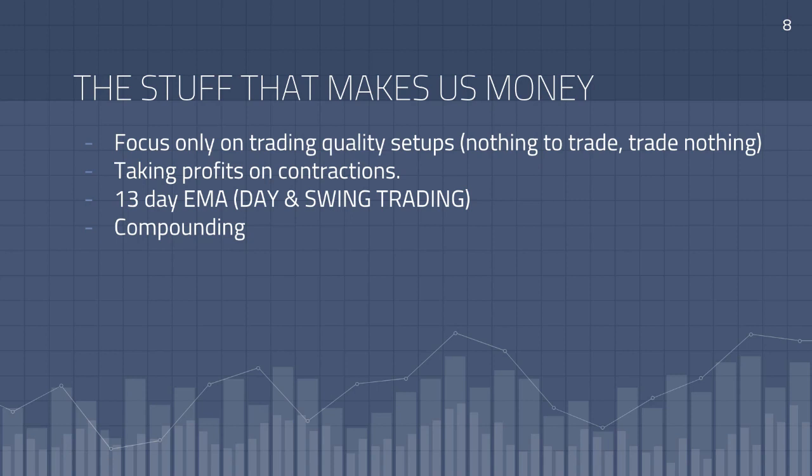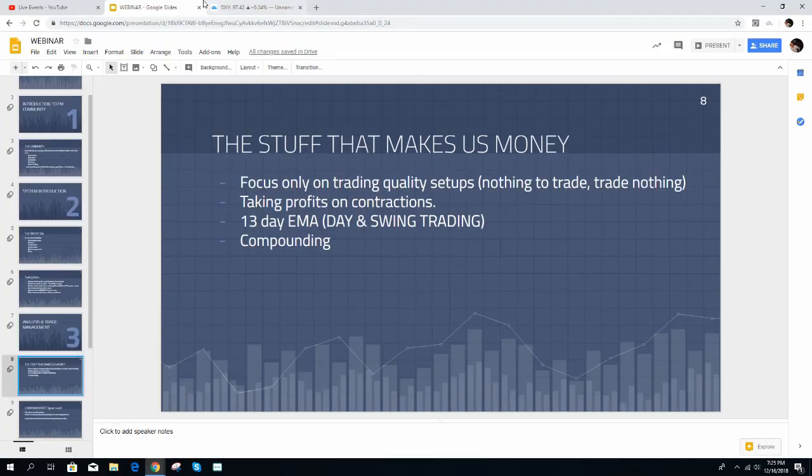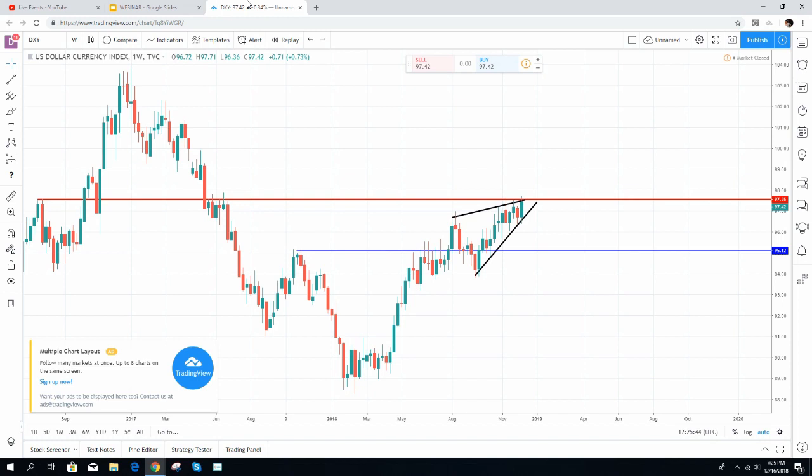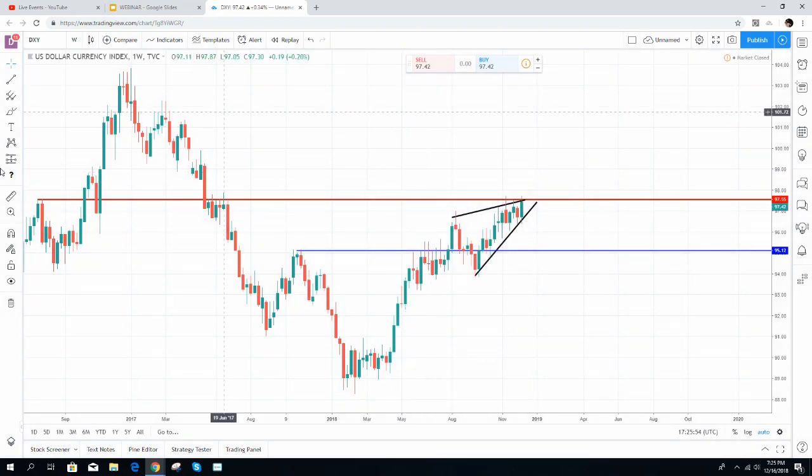Taking profits on contractions. This is a very important technique I'm going to show you right now. The 13-day EMA, this is for day and swing trading, and then we go to compounding. I'm going to pop out of this here, and we're going to go straight to the chart, and I'm going to show you what we're talking about here. So, first of all, I'm going to start with taking profits on contractions.